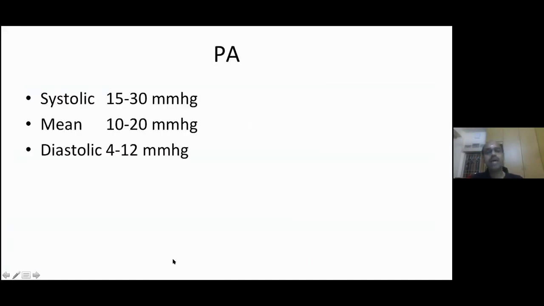Coming to pulmonary artery pressures: systolic is around 15 to 30, mean pressure is around 10 to 20, and diastolic is between 4 to 12.